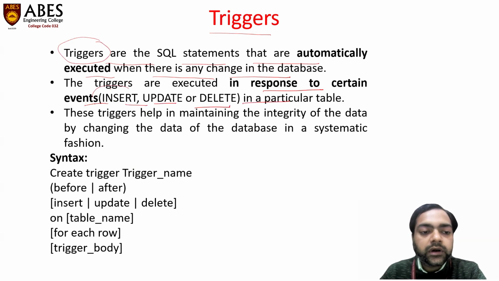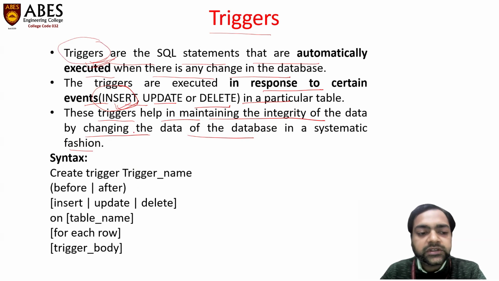So for example, whenever I insert a particular row, I need something to perform a change in the database. So I need to create a trigger for that particular process. Whenever I insert a particular row, that trigger will be executed, and the change will be done in the database. These triggers help in maintaining the integrity of the data by changing the data of the database in a systematic fashion. Let us discuss with the help of an example.